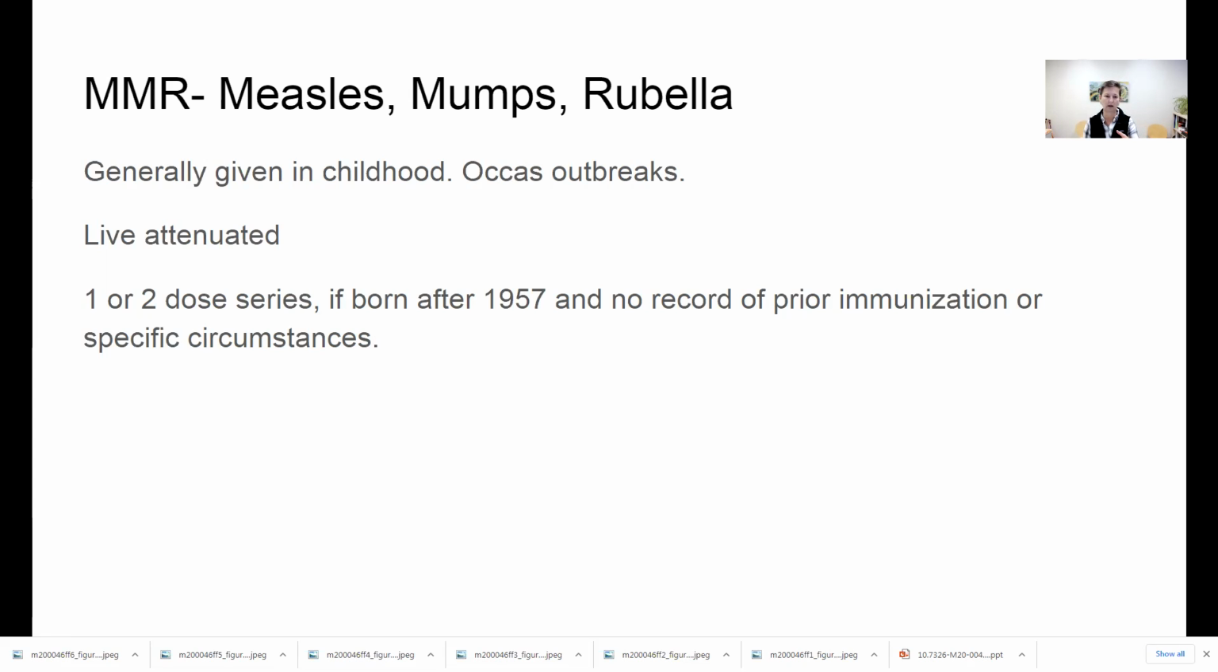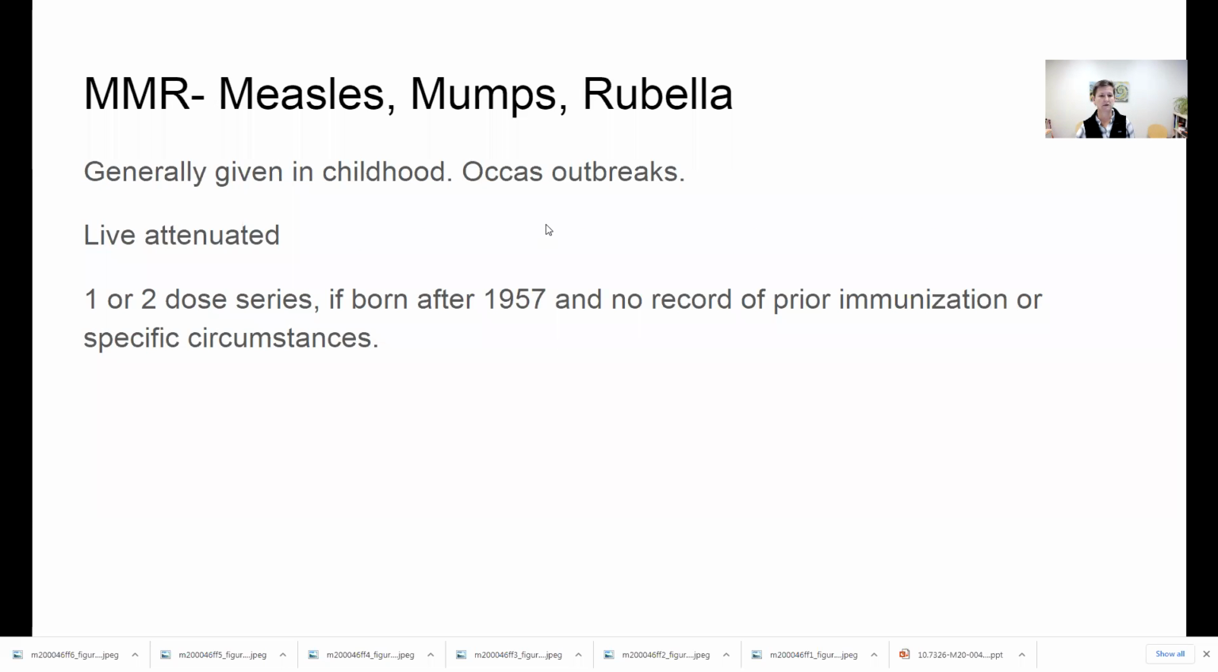And I would say the same thing for folks that are grandparents. You want to know when grandchildren get MMR or varicella vaccines, those kinds of things. This is generally a 1 or 2 dose series. If you were born before 57, we just assume everybody had gotten sick with these things, so we don't need to worry about it. But if you don't have a record of prior immunization, or there are some specific circumstances, those can be given.